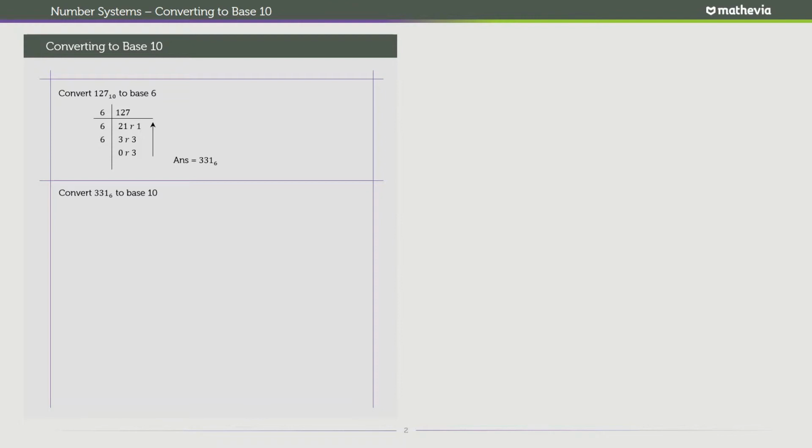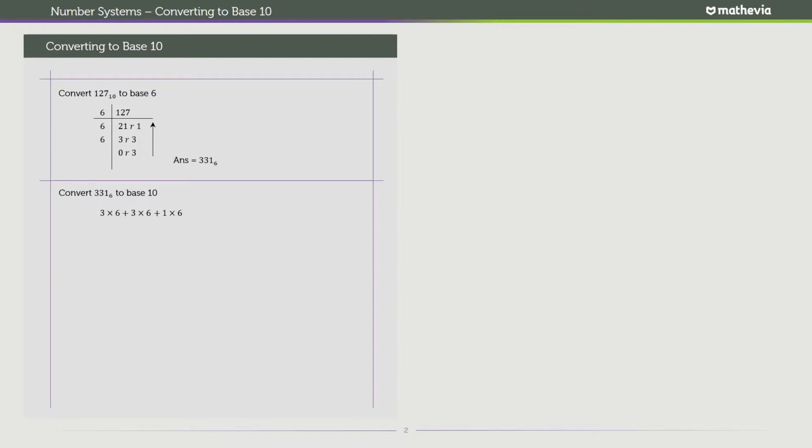You multiply. I'm going to take the individual digits of the number I have there, 331, so 3, 3, and 1, and I'm going to multiply each of them by 6. So I have 331 base 6 that I want to convert to base 10. I have 3 times 6 as the first 3, plus the second 3 times 6, plus 1 times 6. Very simple.